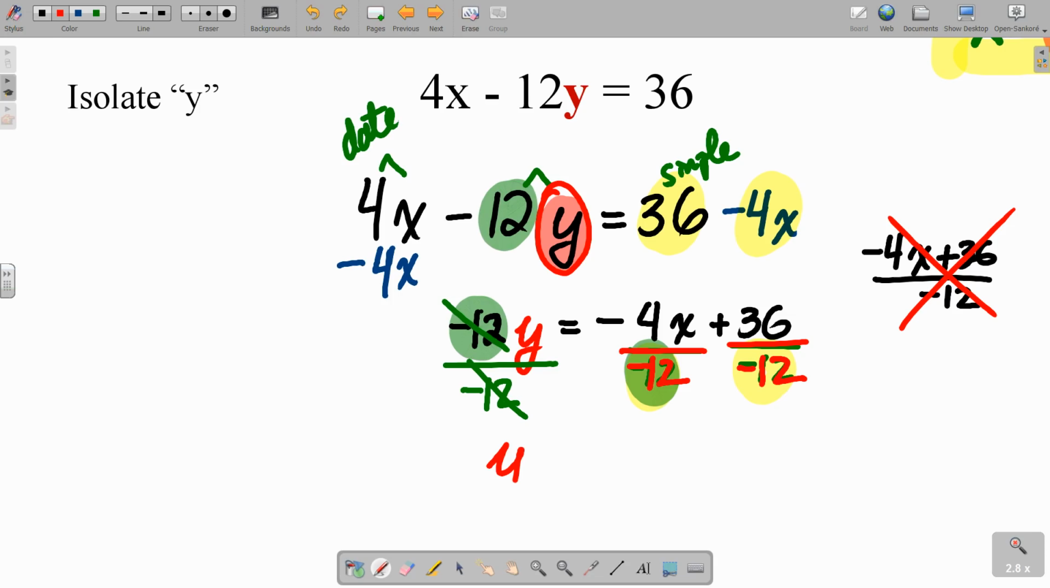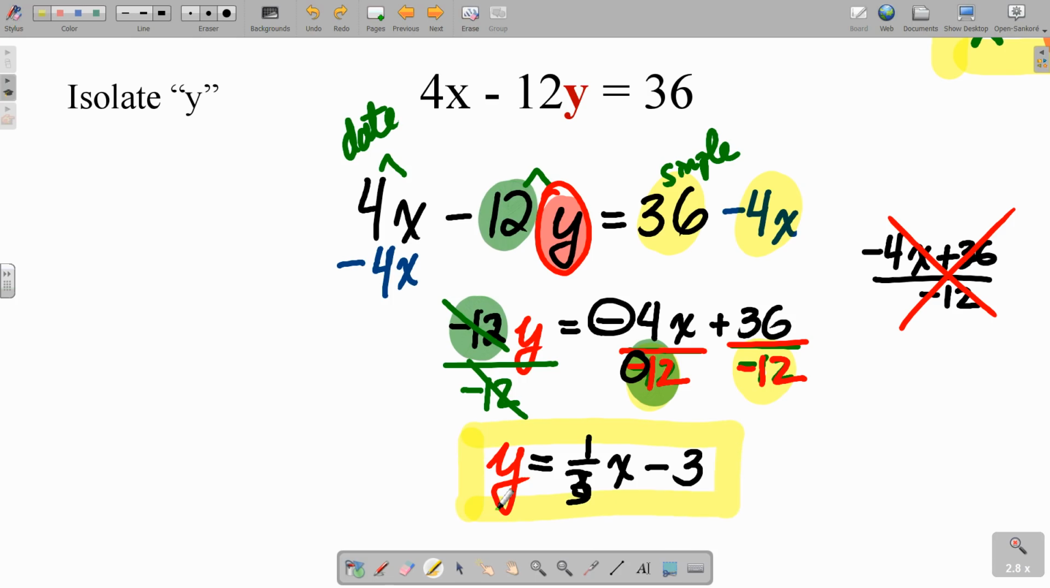Now, the y is finally by himself. And you just kind of clean up. Double negative makes a positive. 4 goes into 12 3 times. Positive divided by a negative, that's minus. 12 goes into 36 3 times. Your final version, y now by himself, everyone else in the other room, y equals 1/3 x minus 3.